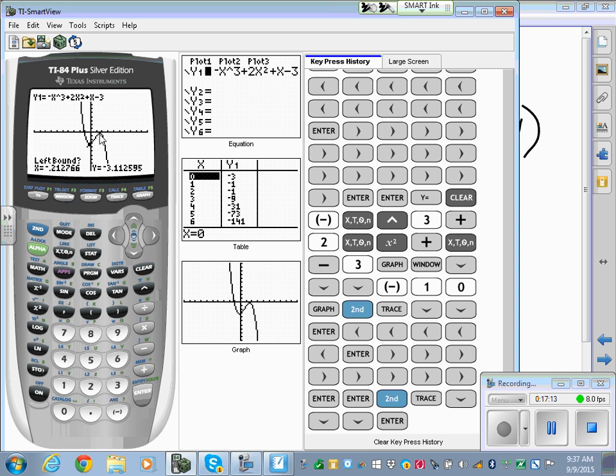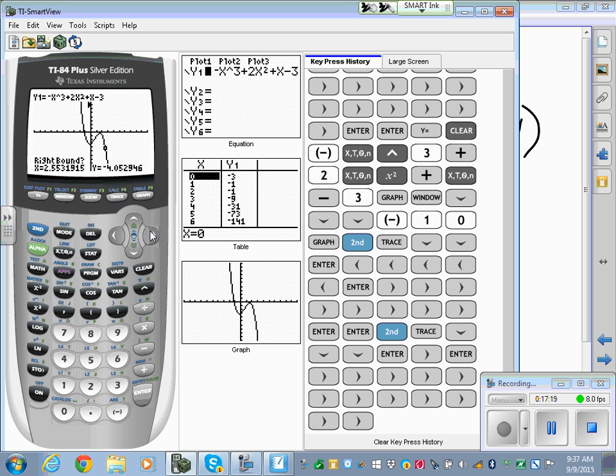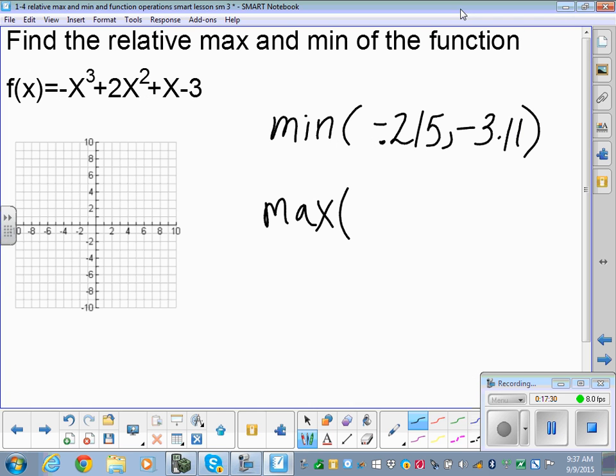Now right there's my maximum, so I am left of it. I'm going to hit enter. Right bound, I'm going to scroll right of it. As long as I'm right, I'm good. Enter, enter. Our maximum is at 1.54, comma, negative 0.3688. So our max is at 1.54, comma, negative 0.368. Okay, so that's how to find max and min.